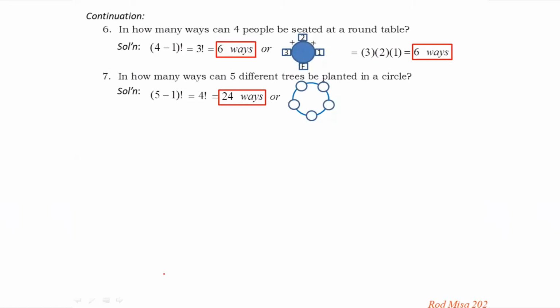So in the first spot, I can place any of the 5 trees as a fixed position, and then the remaining trees will be arranged in the 4 spots. So in the first spot, I can choose any of the 4 remaining trees, then 3, and then 2, and then 1. So multiplying those numbers, we get 24.